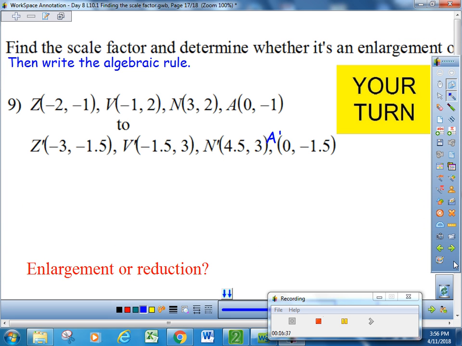All right, here's your turn. Teacher, if you can press pause and give the students a couple of minutes to work this out.